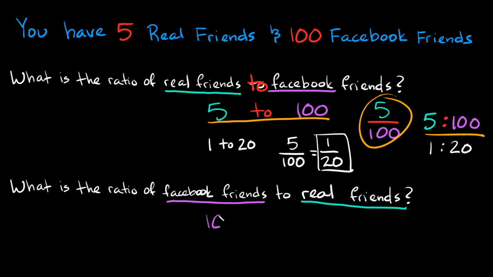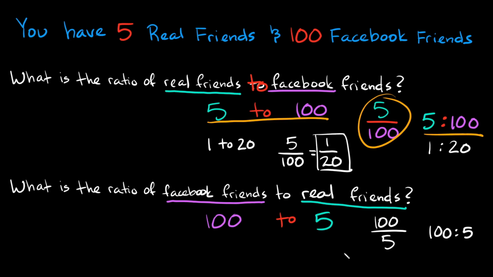Well, it would just be 100 to 5, okay? 100 to 5. Okay, or if you wanted to write it as a fraction, it'd be 100 over 5. Or if you wrote it with a colon like up here, then your answer would be 100 colon 5. Okay, and just like in the previous problem, I could reduce all of these, okay?